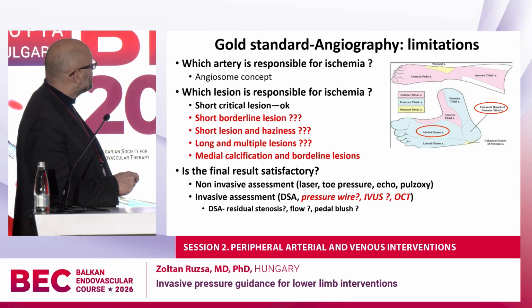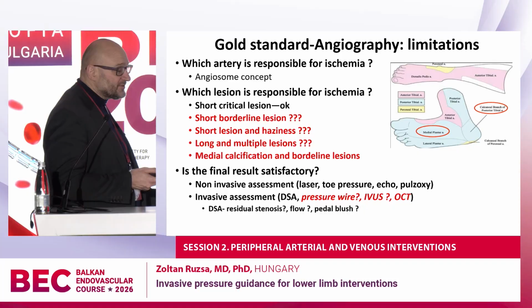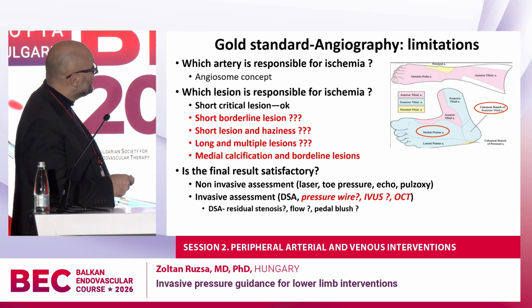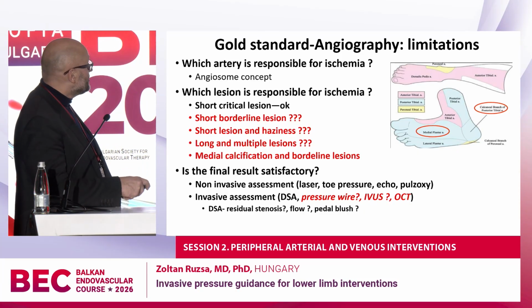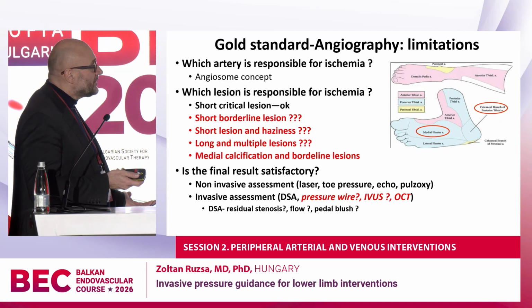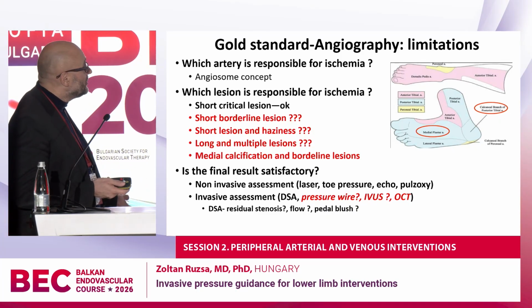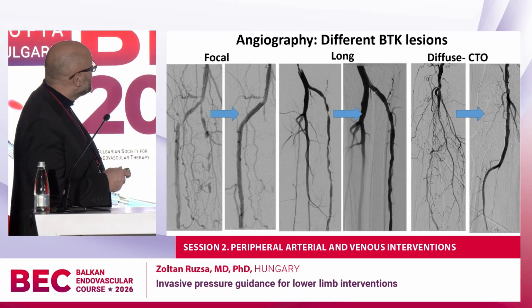But otherwise, this is not satisfactory in many diseases, because in short borderline lesions, we don't know. In long lesions, with haziness, long multiple lesions, like before, it was a long anterior tibial and popliteal intervention. So do we have a good result? We don't know after the intervention. We just measure the flow and do the angio, but it's not enough.